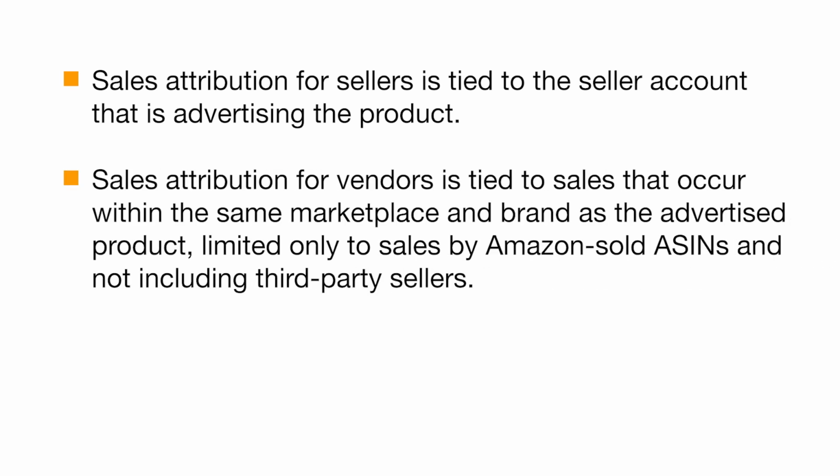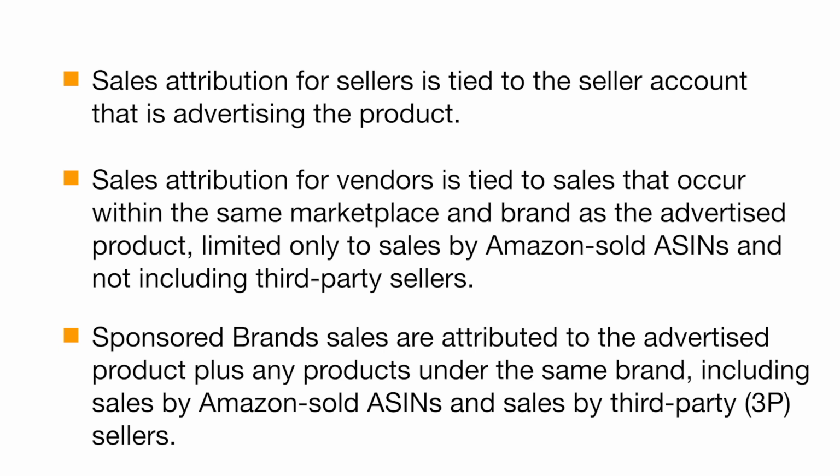Sales attribution for vendors is tied to the sales that occur within the same marketplace and brand as the advertised product, limited only to sales by Amazon sold ASINs and not including third-party sellers. For sponsored brands, sales are attributed to the advertised product plus any products under the same brand, including sales by Amazon sold ASINs and sales by third-party 3P sellers.